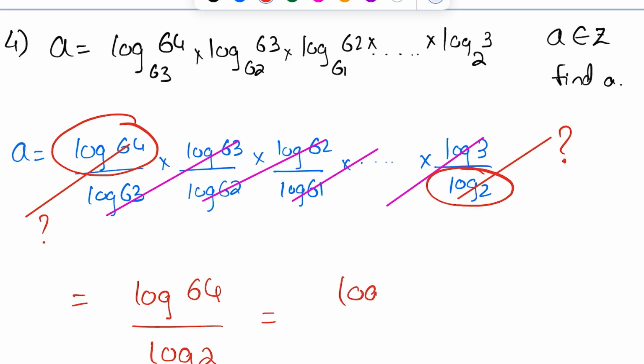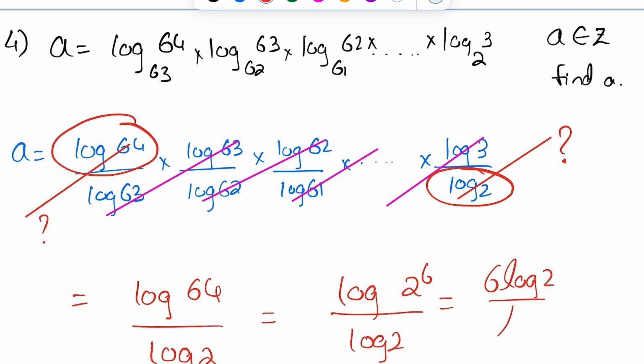Log 64 is log 2 to the power of 6 upon log 2. 6 comes front, 6 log 2 upon log 2. Log 2 cancels, so the answer is going to be 6.